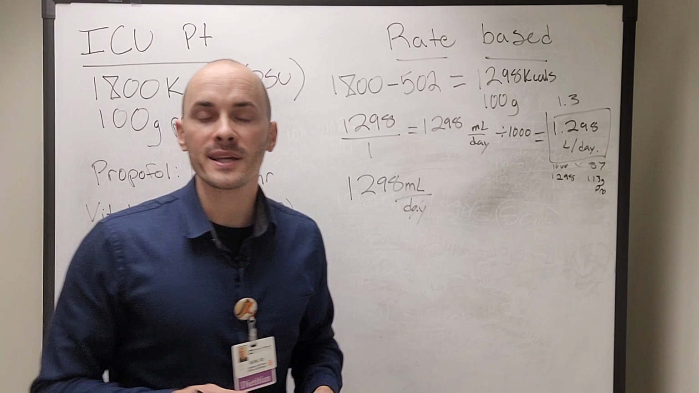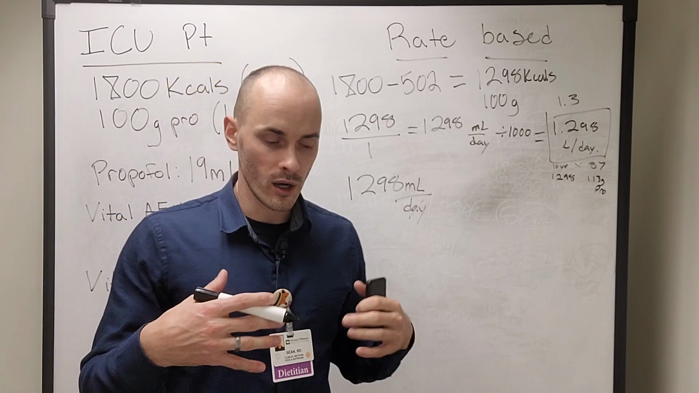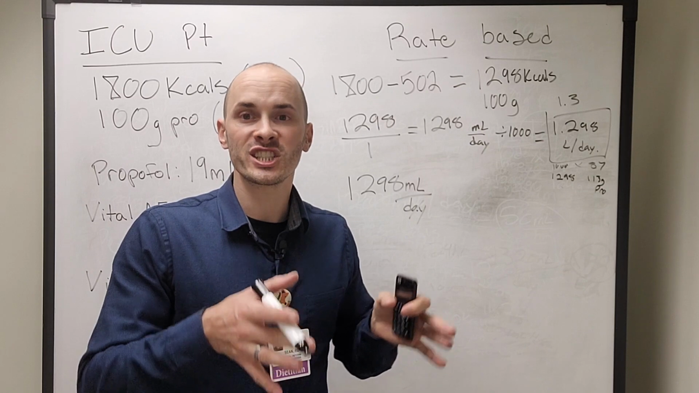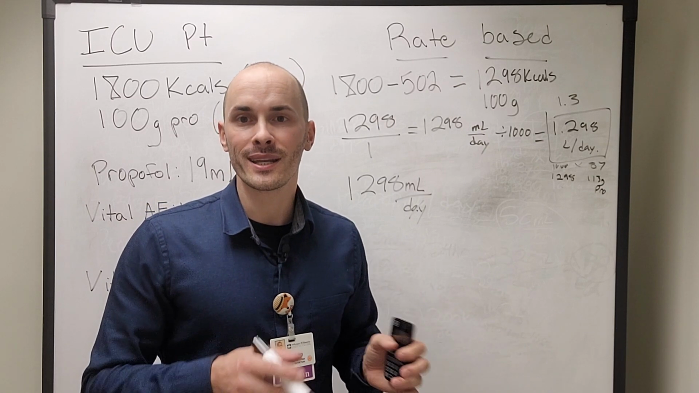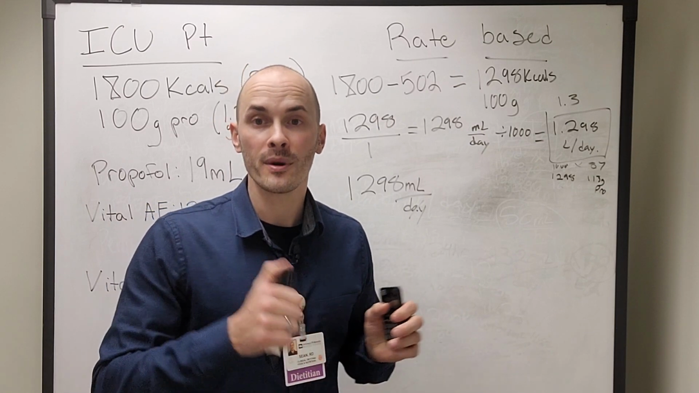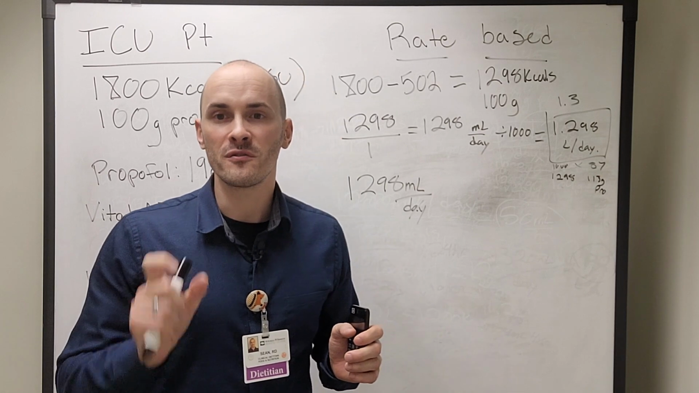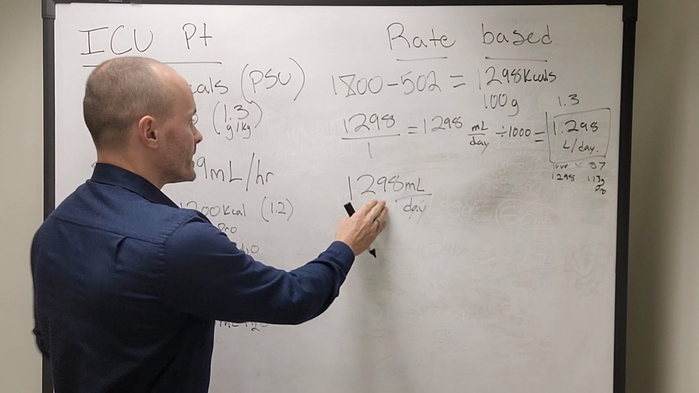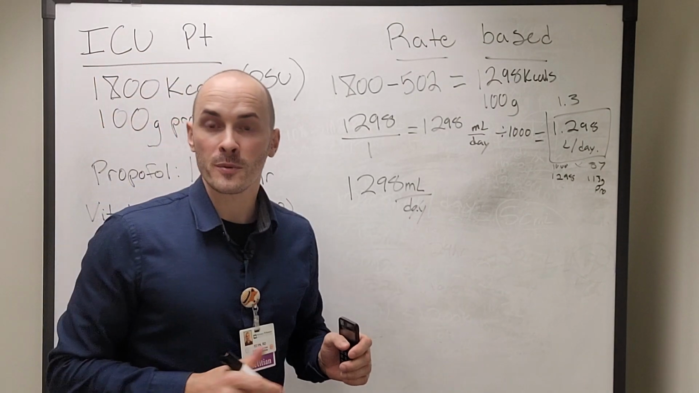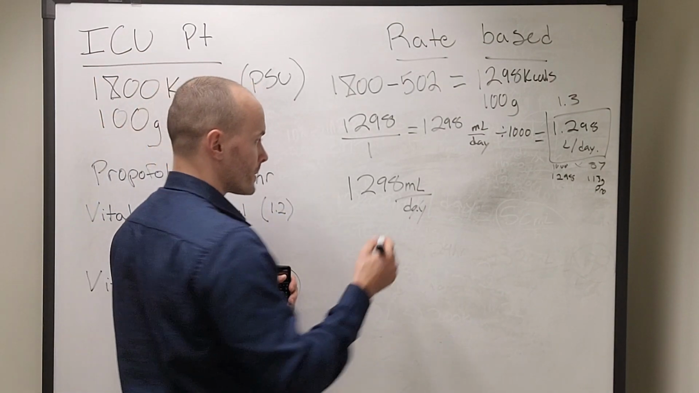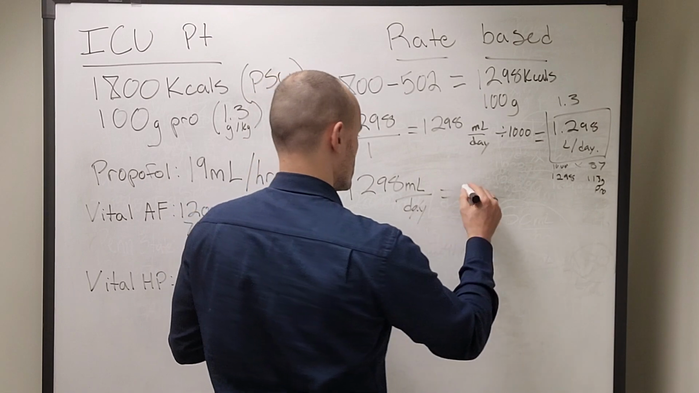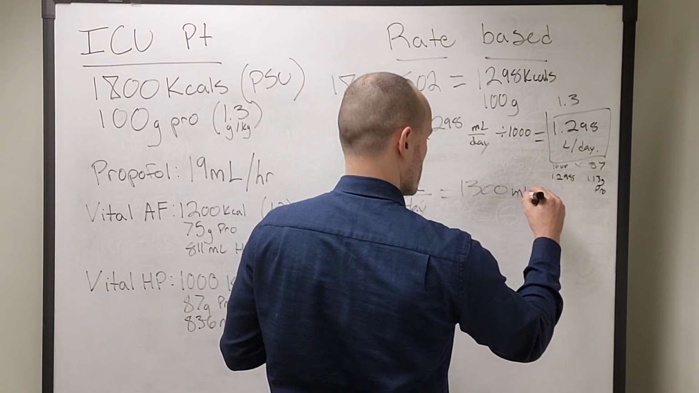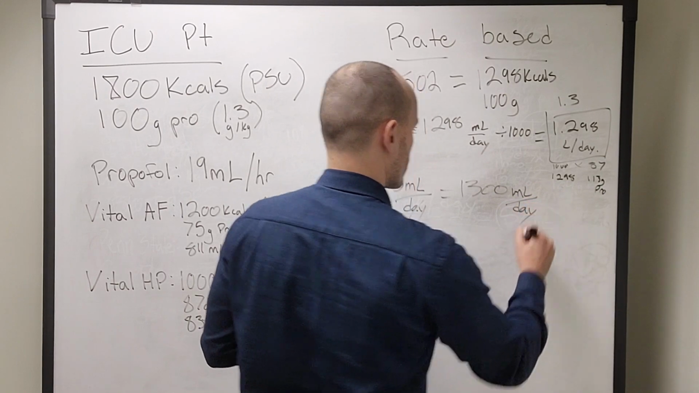When we do volume-based tube feeding, we order a certain set volume of nutrition support to be provided in a given 24-hour time frame. And this is in 50 mil increment amounts. So this patient needs 1,298 mils per day. We're going to round that up to 1,300 mils per day. Wow, this is some bad writing.